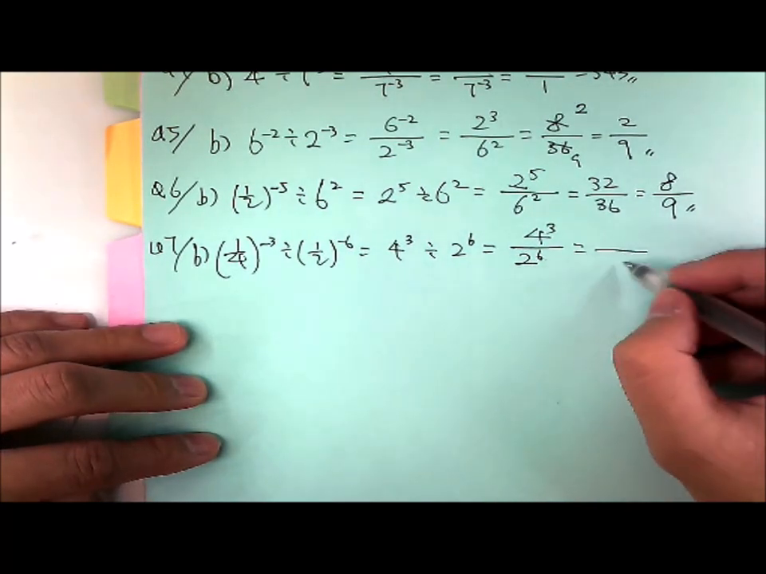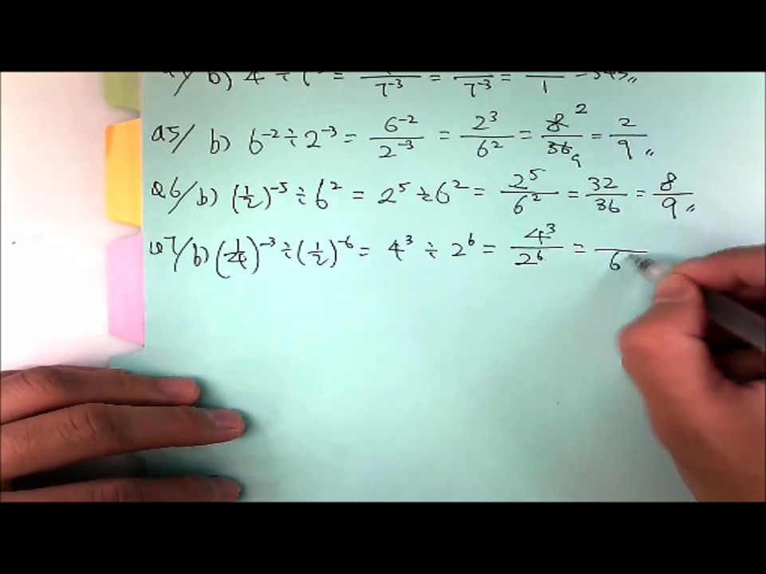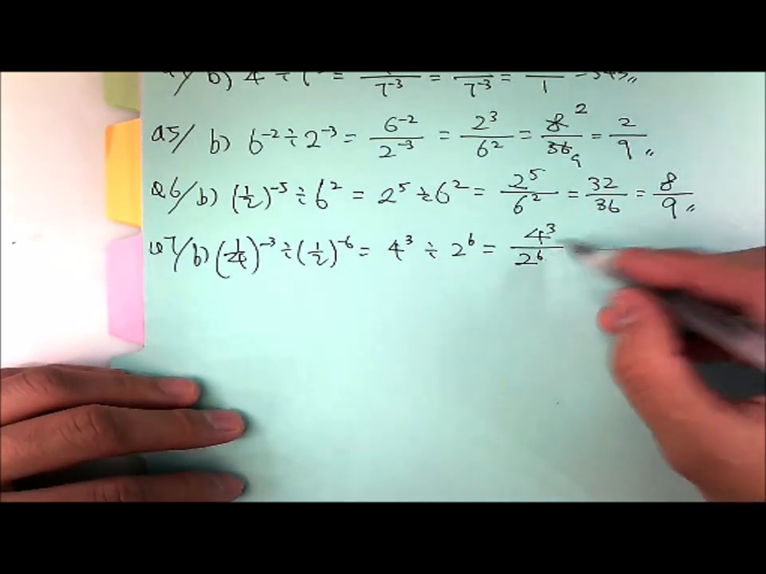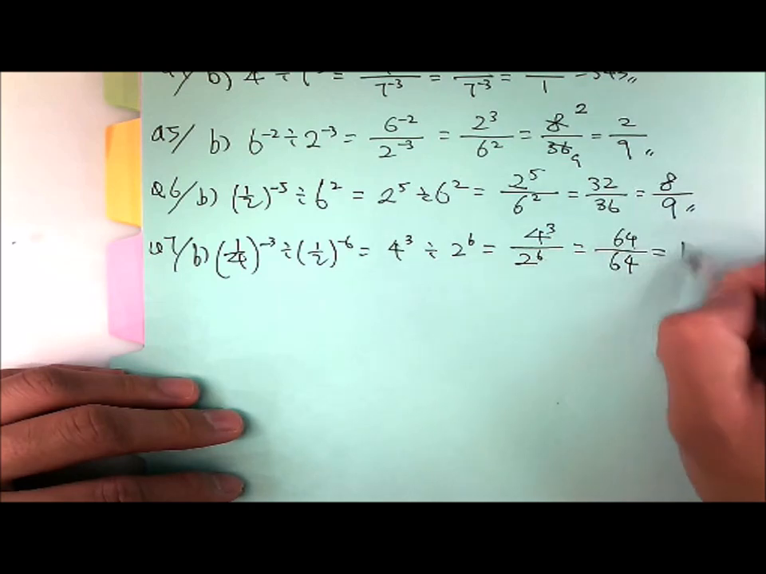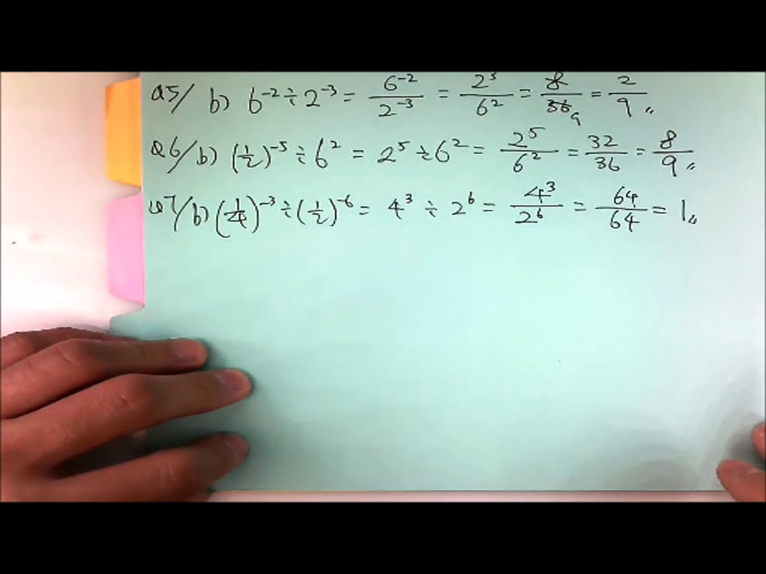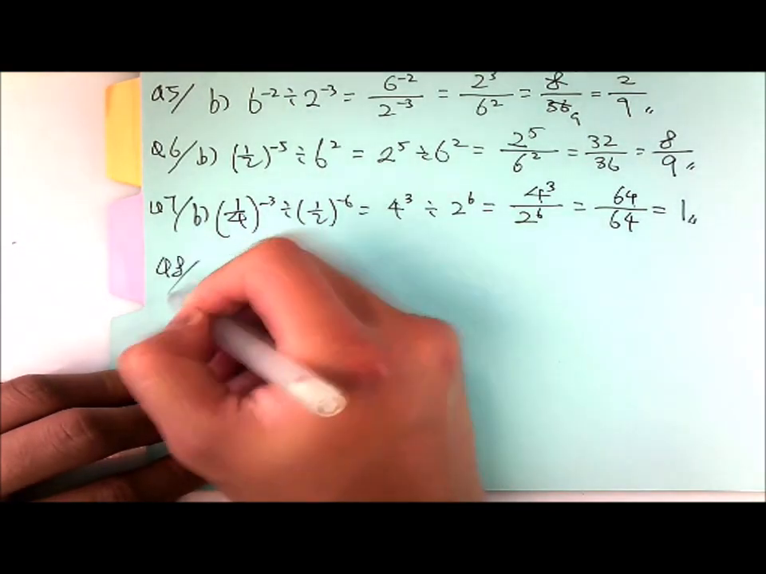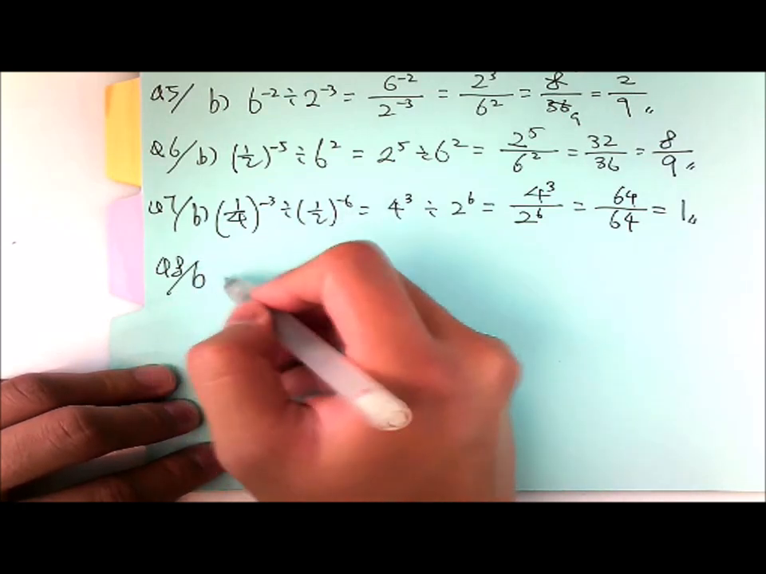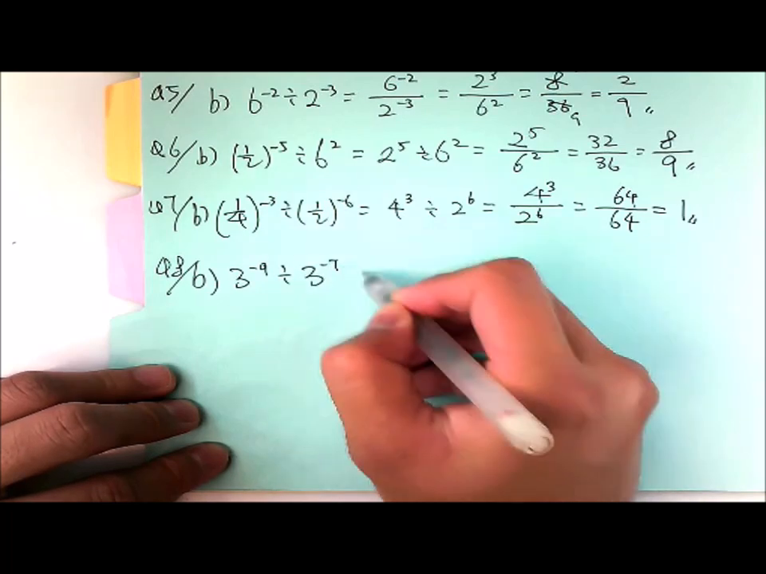So 2 to the power 6. You can use a calculator to calculate it. Okay, it's 64 actually. 2 to the power 4 to the power 3 is still 64. So the answer is 1. Okay, so keep going. Go to 8. B. Copy 3 to the power minus 9 divided by 3 to the power minus 7.